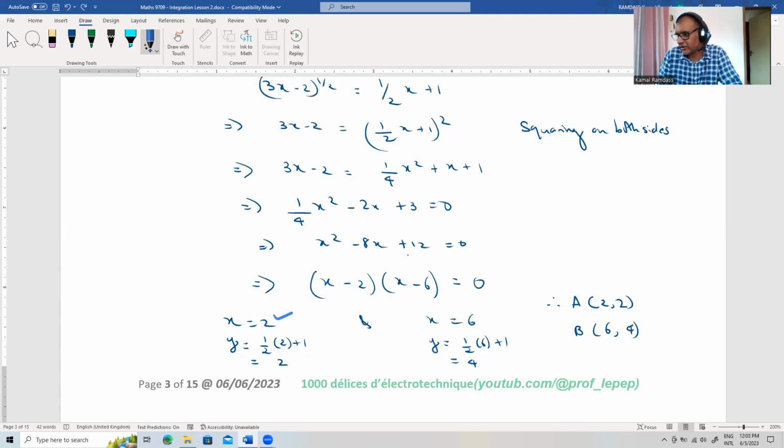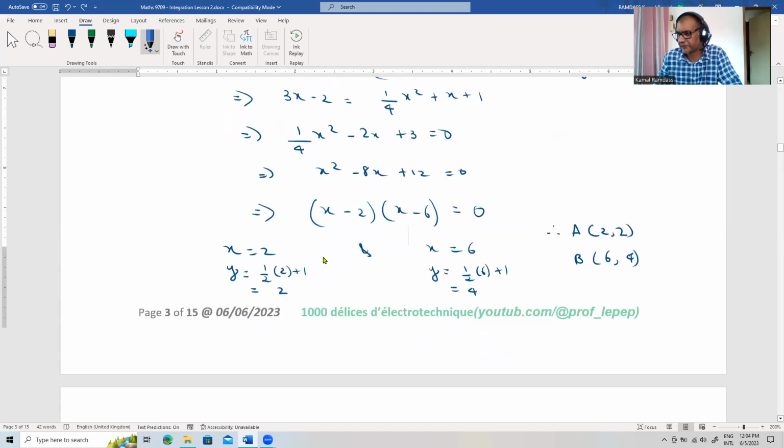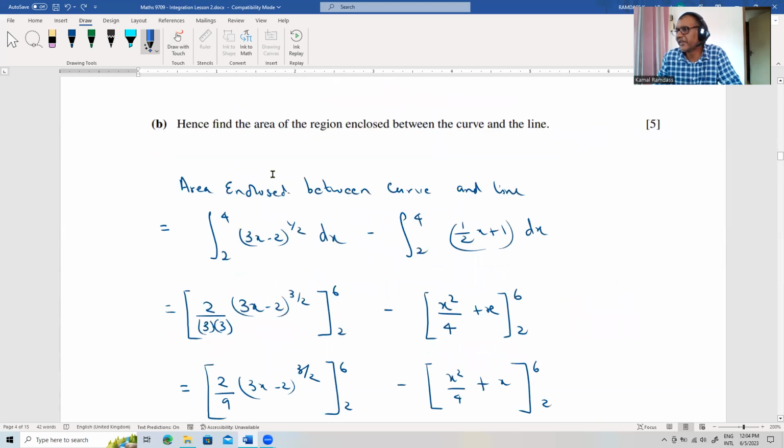Et quand x est égal à 2, y est égal à half fois 2 plus 1 qui est égal à 2. Et ici, y est égal à half fois 6 plus 1 qui est égal à 4. Ça veut dire the coordinates of A and B are (2, 2) and (6, 4), respectively. Hence, find the area of the region enclosed between the curve and the line.